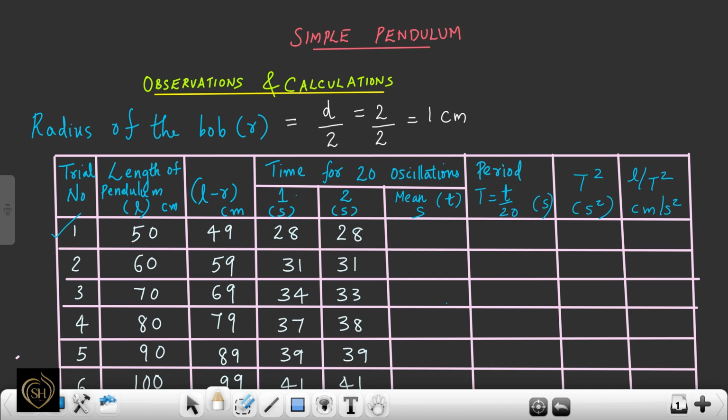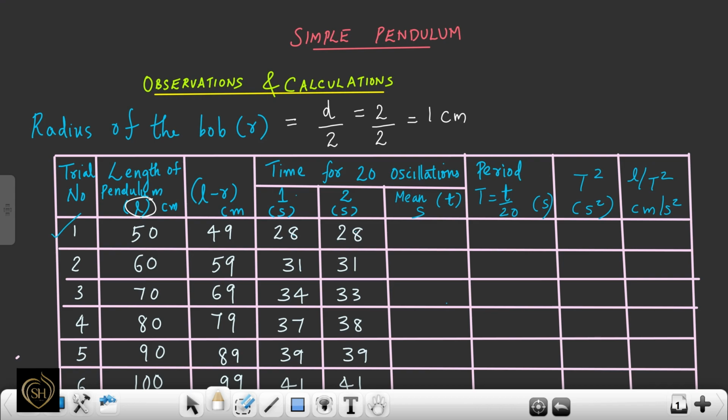Suppose this is your observation table, and the first column is trial number. The next column is length of the pendulum, represented by the letter L. The unit is centimeter. And next is L minus R, the length of the pendulum minus the radius of the pendulum bob. The unit is centimeter.